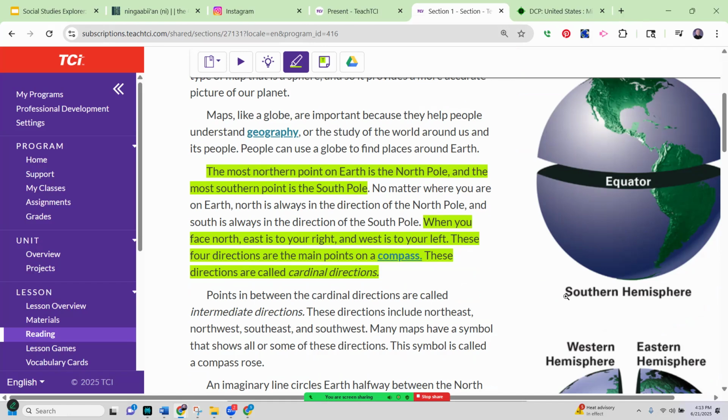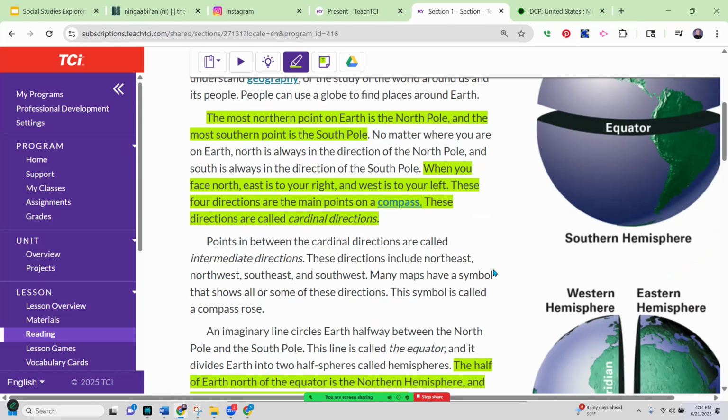Looking here, if you took your body right now and faced north, east is to your right, west is to your left, and south is behind you. Those four directions are the main points on a compass. They're called cardinal directions. Intermediate directions are your northwest, southeast, and so forth. Southeast and southwest do play roles when we get into our next chapter. Well, northwest as well.